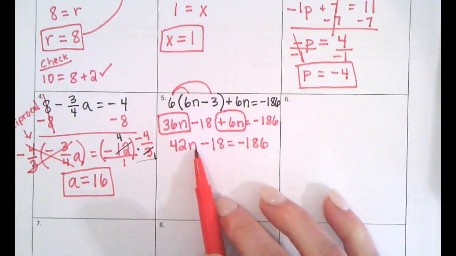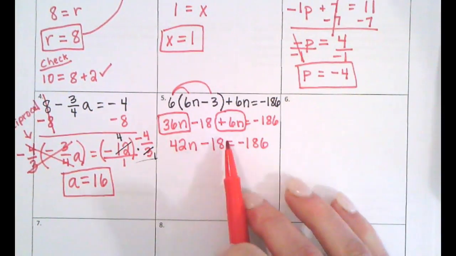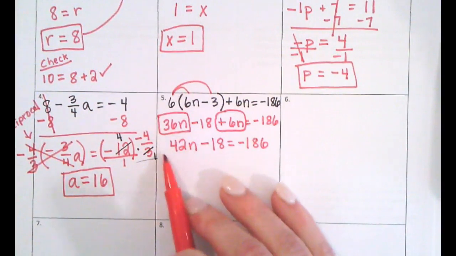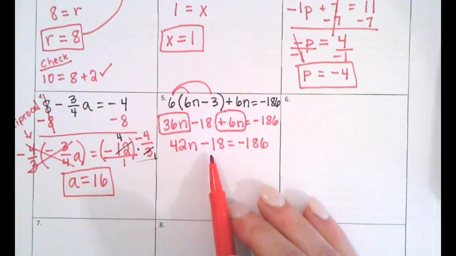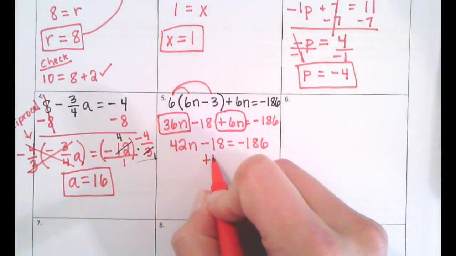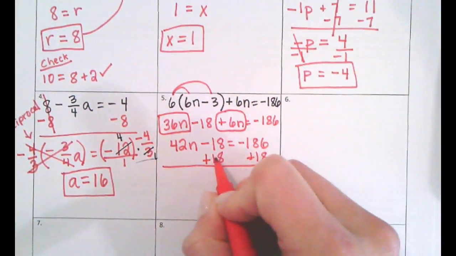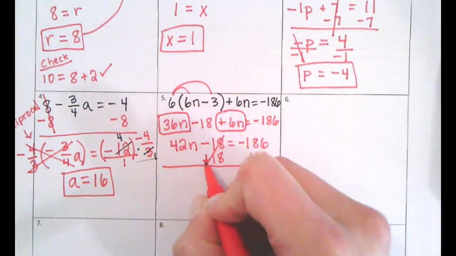Now I have 2 steps to get n by itself. Always do addition, subtraction first, and then multiplication or division. So what I'm going to do with this one is add 18 to both sides, since addition is the inverse of subtraction.